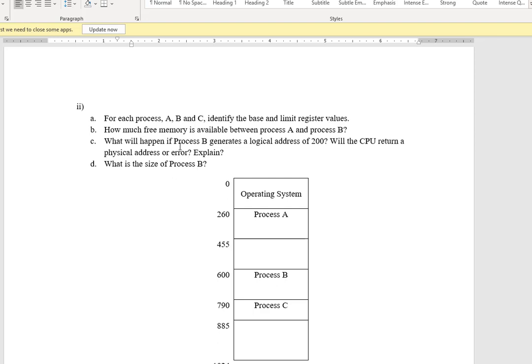Then one question says, what will happen if process B generates a logical address of 200? Now you can see this process B. Its address space starts from 600 to 790, which is 190. So 190 is the size of the process. If it says to go to address 200, then this will be an error, because it doesn't exist. The maximum limit is 190, and 200 does not exist. The size of process B you can find as I explained before.